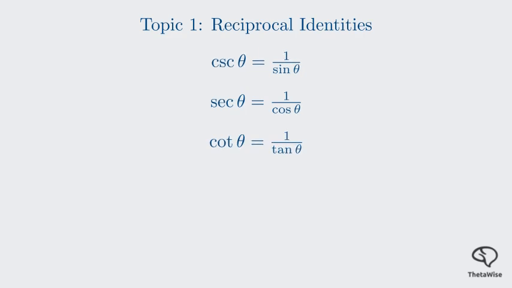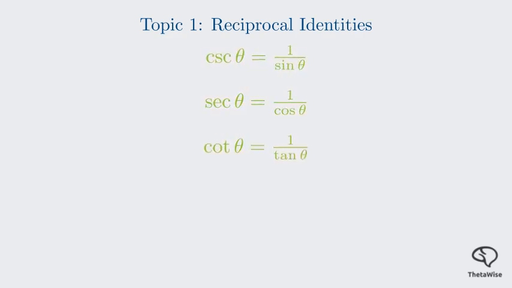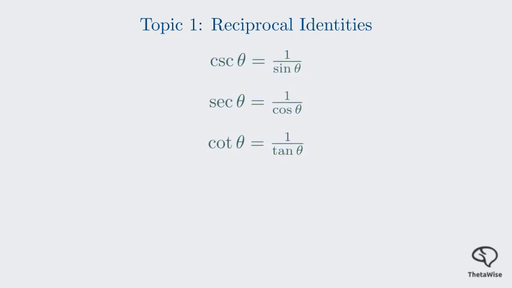These 6 equations show us that if we know the value of sine, cosine, or tangent, we can automatically find the value of its reciprocal, and vice versa. They are 2 sides of the same coin, so to speak. Now, let's work through a couple of examples to see this in action.